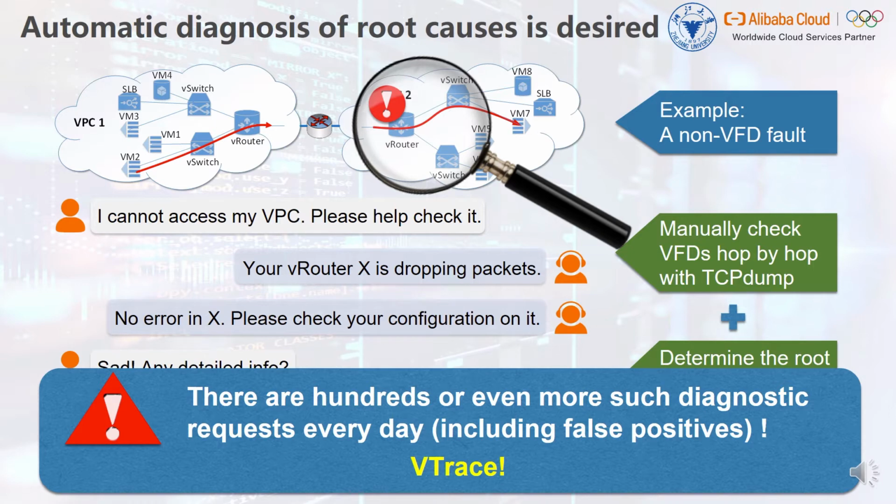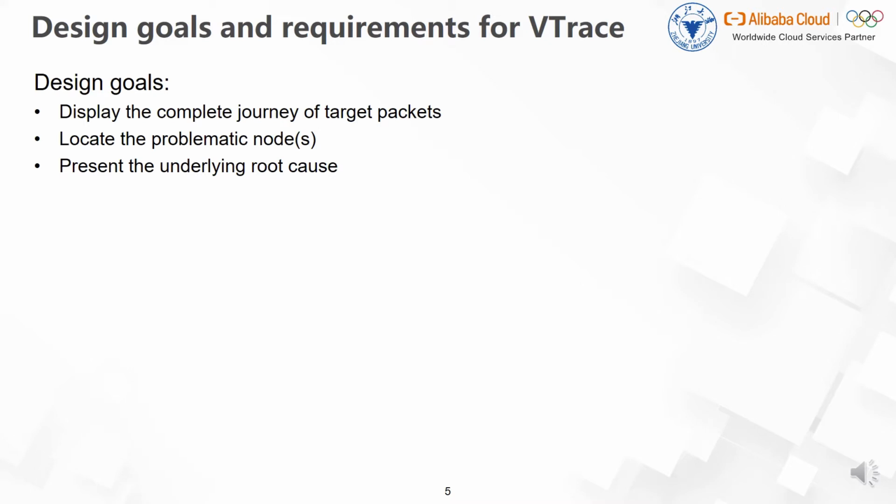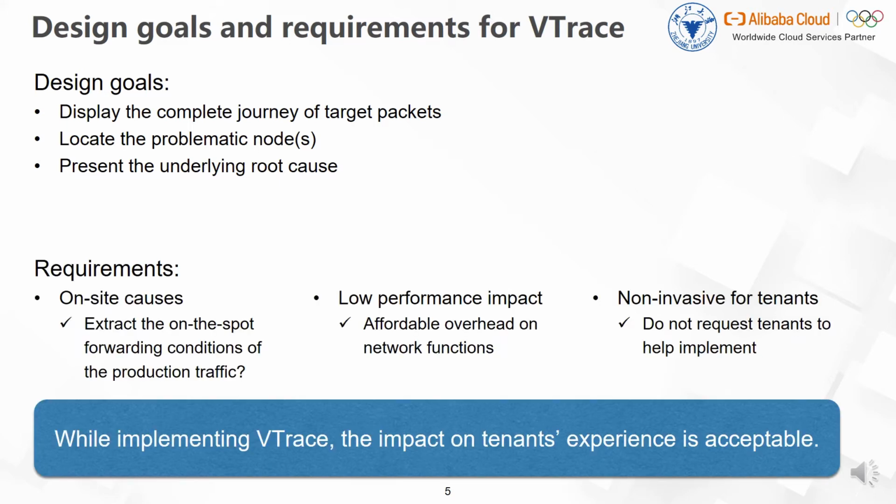We call it VTrace. For VTrace, our goals are to quickly locate the culprit VFD and present the root cause for packet loss. To achieve these goals, VTrace should extract the on-site forwarding conditions of packets to reflect the root cause with affordable performance loss. Furthermore, tenants are not required to help implement VTrace.